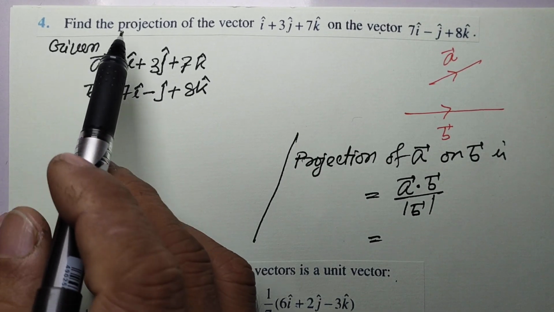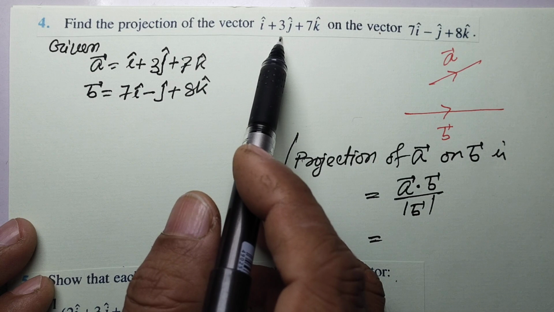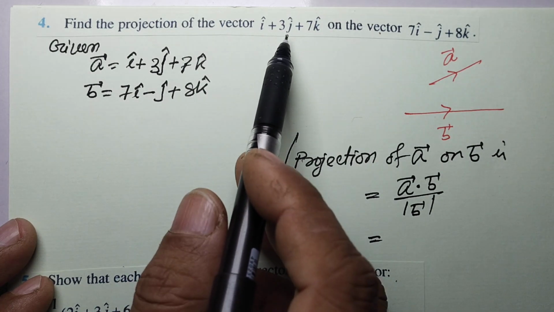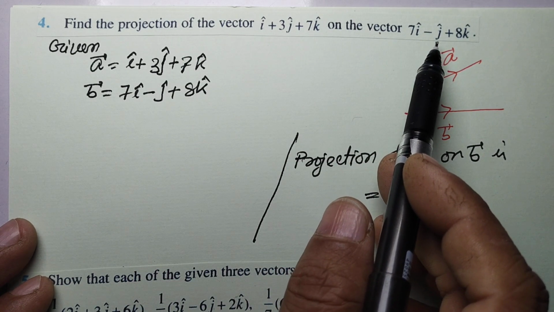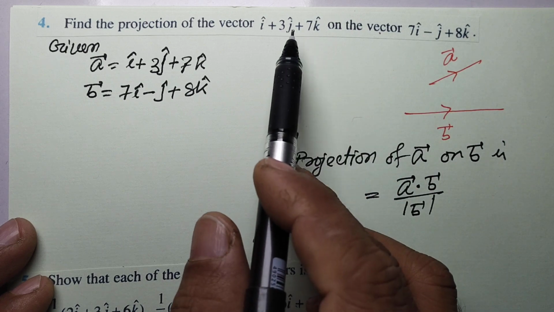Question number 4 again, exactly the same. Two vectors are given. First one we will mark as A, second one as B, and we are asked to find the projection of A on B.